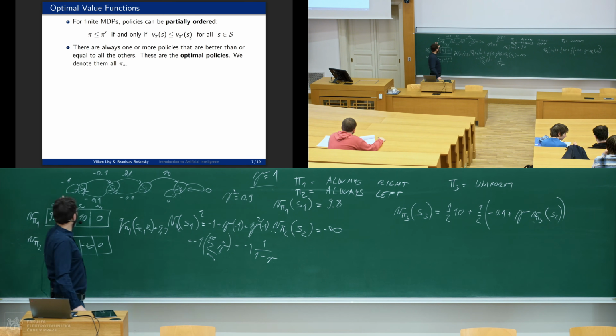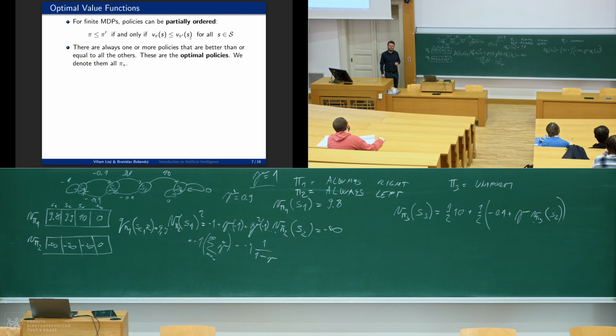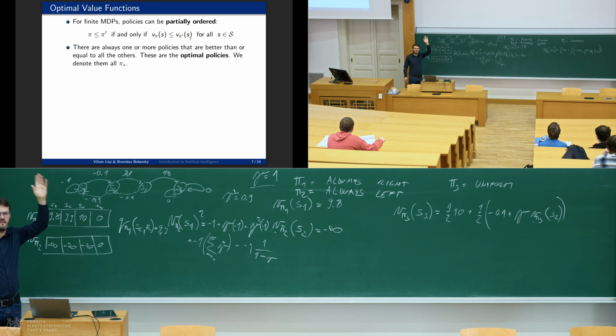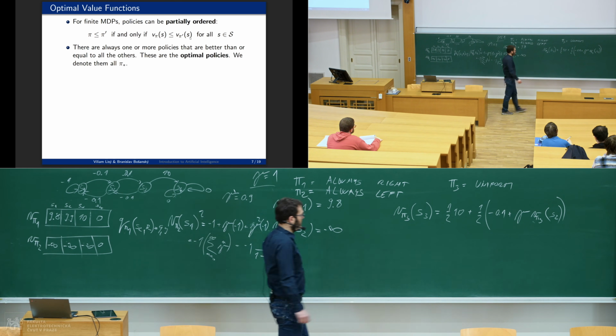The optimal policy, does it need to be unique? Do you have just one optimal policy in MDPs, or can you have many? Any ideas? Who thinks that there is an optimal policy for any MDP, just a single unique optimal policy? No one? Who thinks there are many different optimal policies? Most of you, perfect.